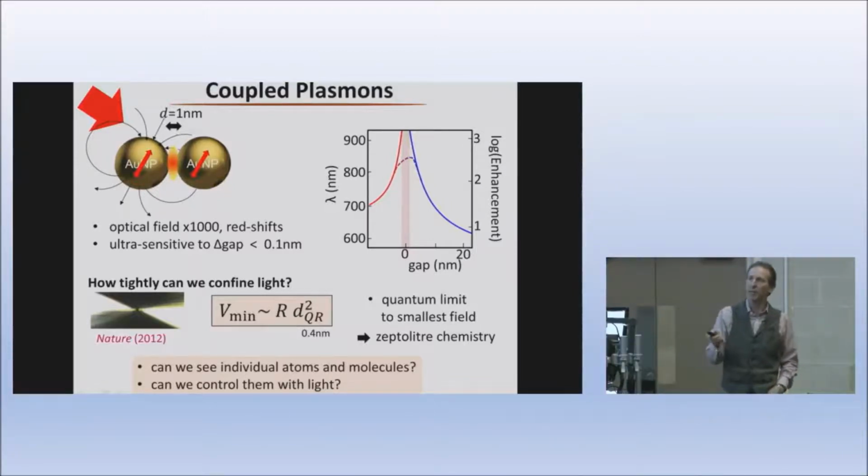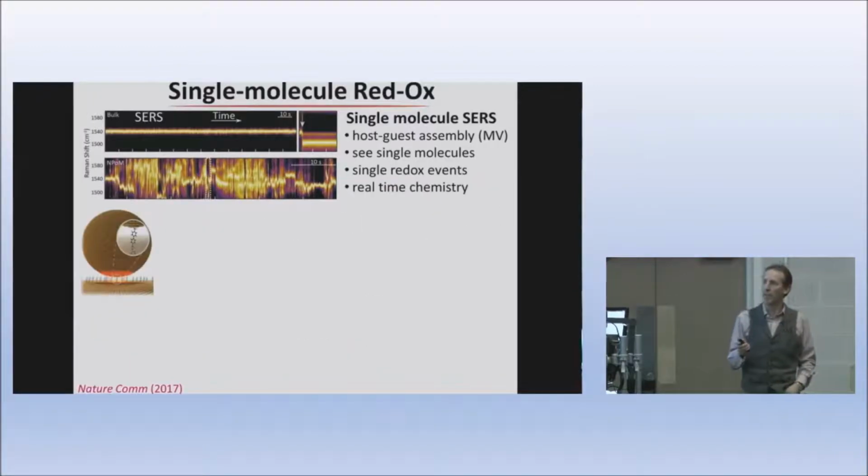It turns out, well, we thought that would limit how tightly we can confine light. It would depend on this quantum mechanical distance here, which is a tunneling length, and the radius of this nanoparticle here. What I'll show you at the end is that we didn't realize that that radius can be, in fact, a single atom. And so we can confine light very tightly.